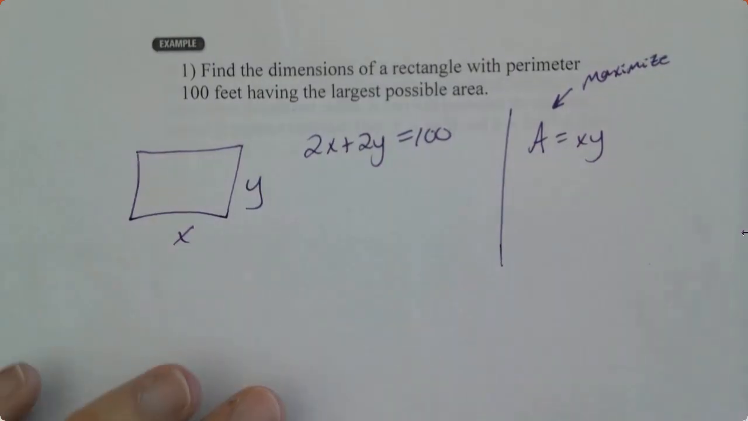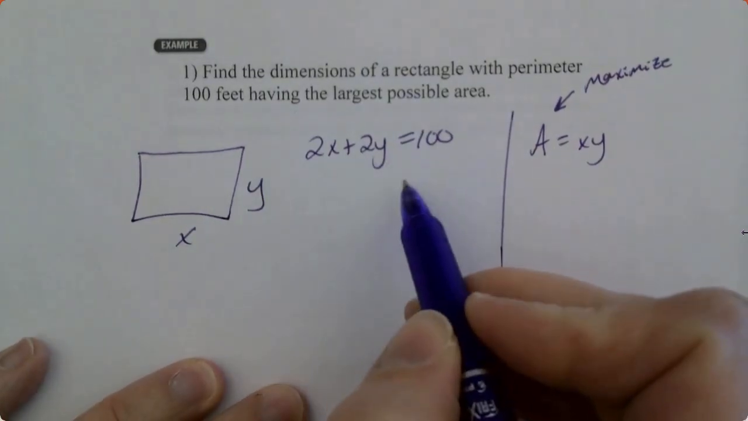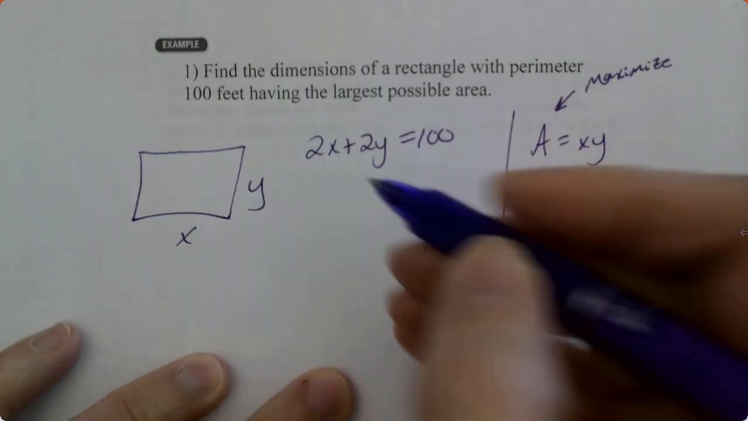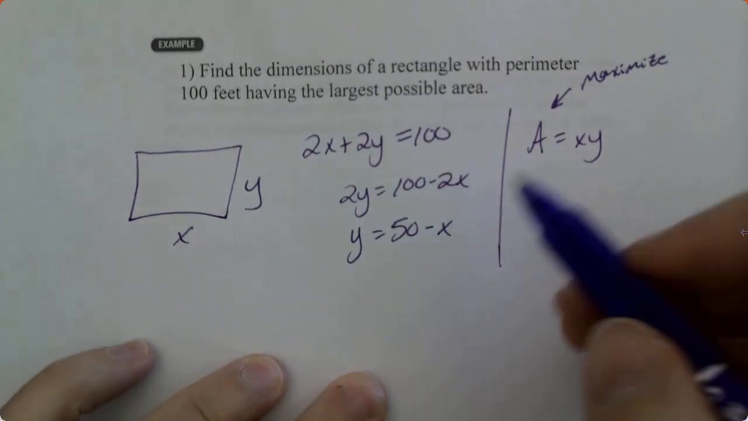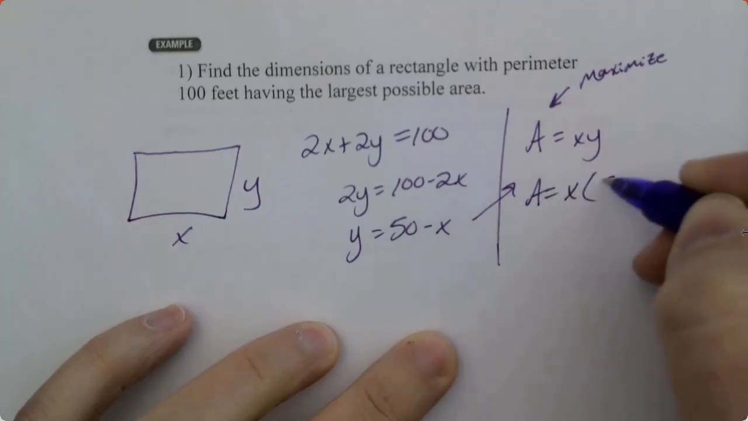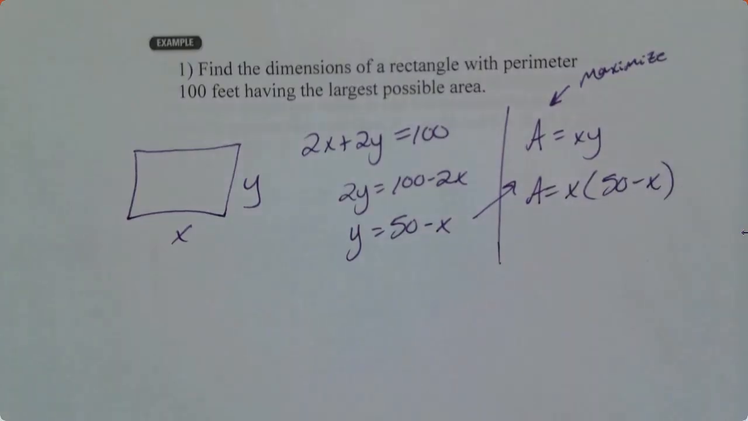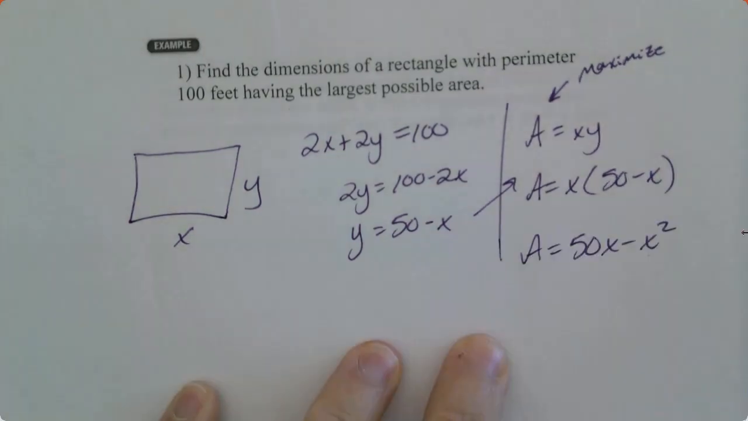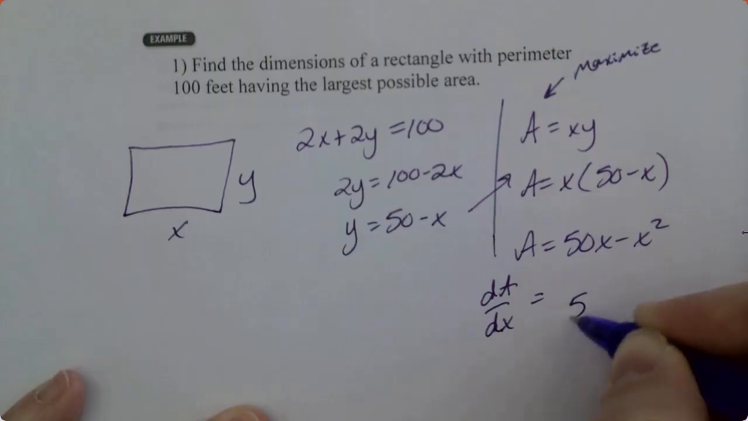Exactly. So we're going to use substitution. So I want to solve this equation for either x or y. It doesn't matter. I like y. And now I will substitute that into the other equation. So x times 50 minus x. So this is the equation that I want to find the derivative of, but before I do the derivative, maybe I should do something else first. Yeah, distribute. And now find the derivative. Yeah, so 50 minus 2x.